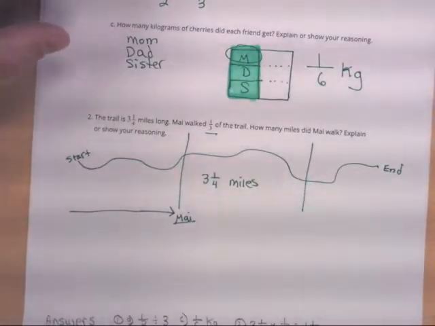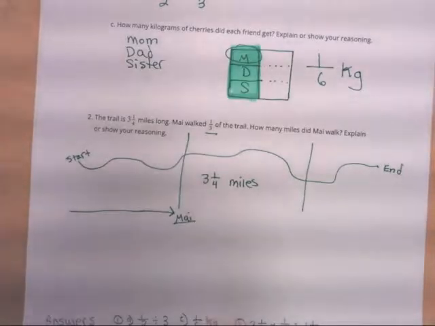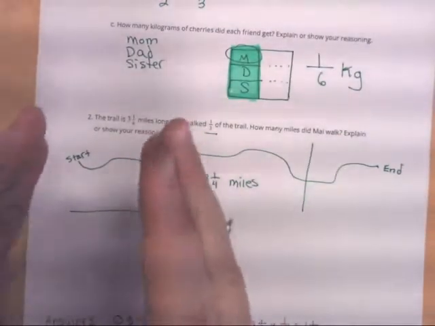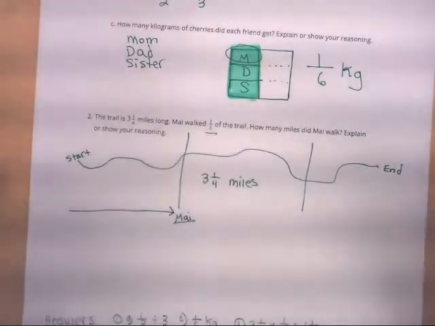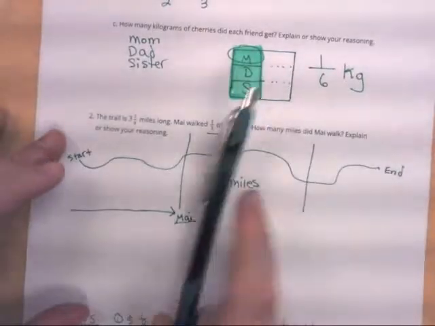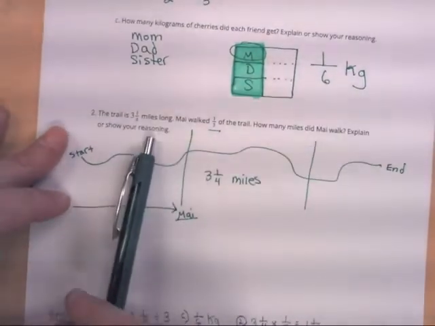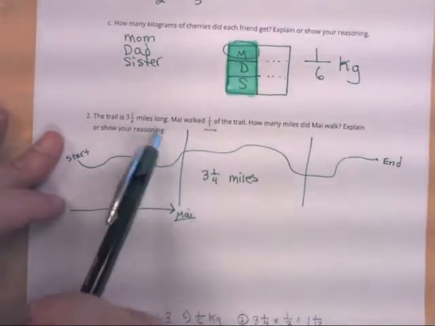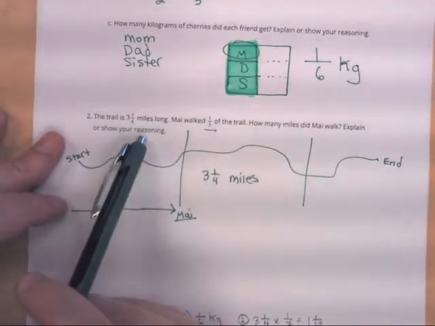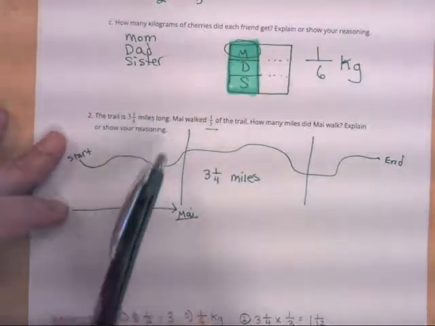So maybe in the future she'll walk the whole trail, but in this problem she only walks just one part out of 3 equal parts. So what this tells us is she doesn't walk the full distance. So our answer here to the question, how many miles did May walk, should be less than 3 1/4.